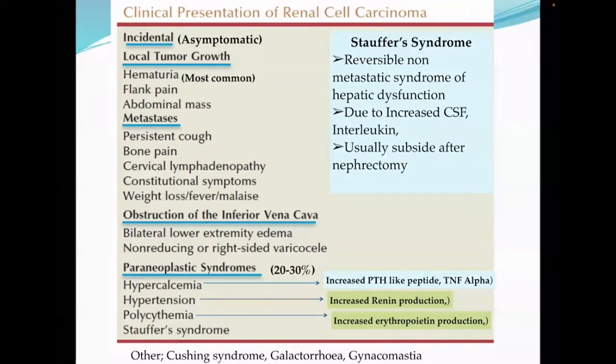It is due to some chemical release like interleukins and CSF, means colony stimulating factors. Okay, it released by the kidney RCC, and usually it subsides after nephrectomy. So this is not due to metastasis to liver. Liver is clean, but there is a liver injury due to release of some chemicals like CSF or interleukin. So these are known as reversible non-metastatic liver dysfunction. Okay, Stauffer syndrome. So remember that. So these are all paraneoplastic syndrome found in around 20% of patients of RCC, and these all paraneoplastic syndrome will be reversed when you do nephrectomy or remove the cancer cells.